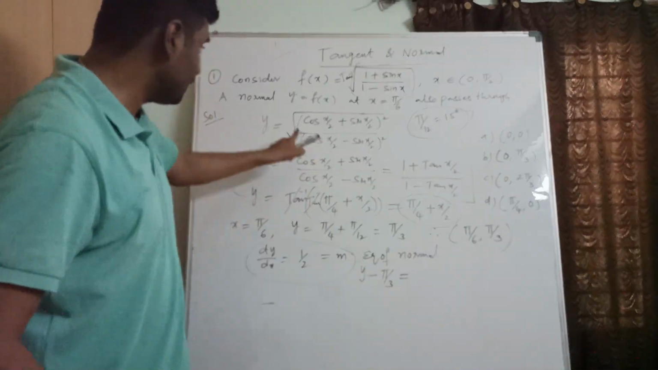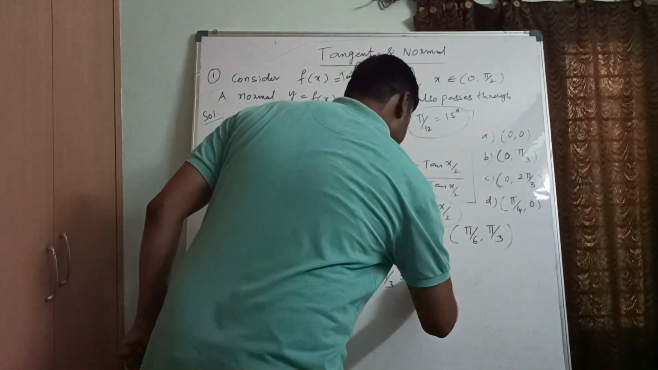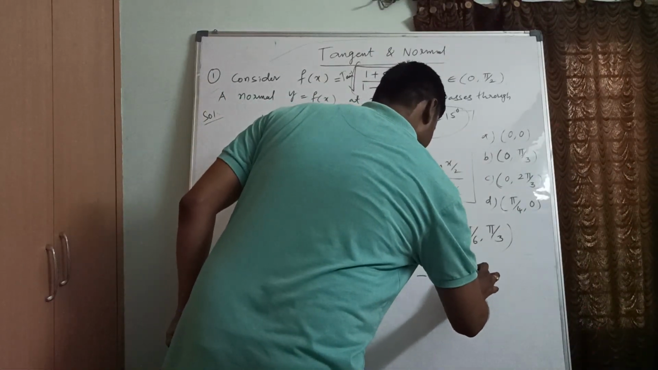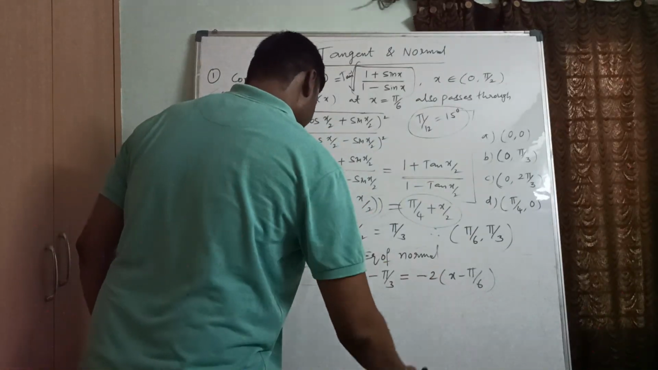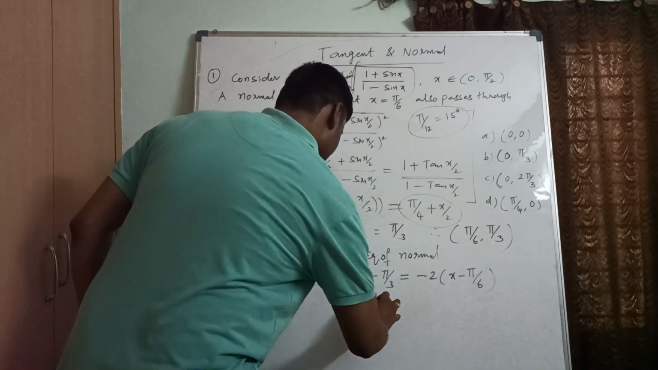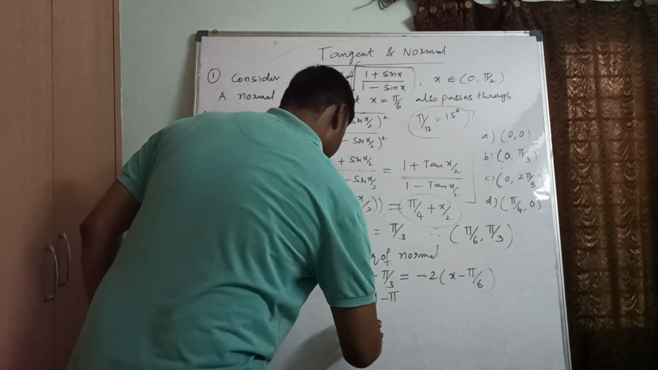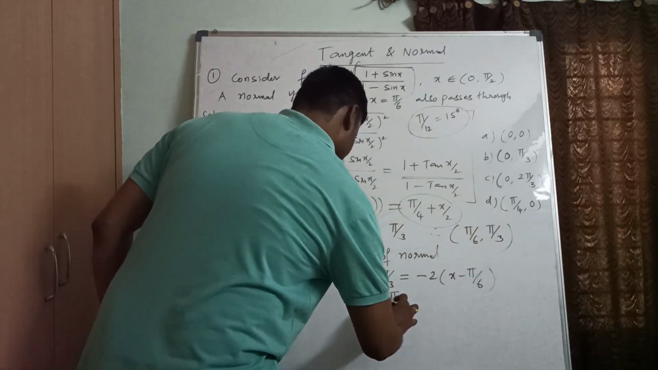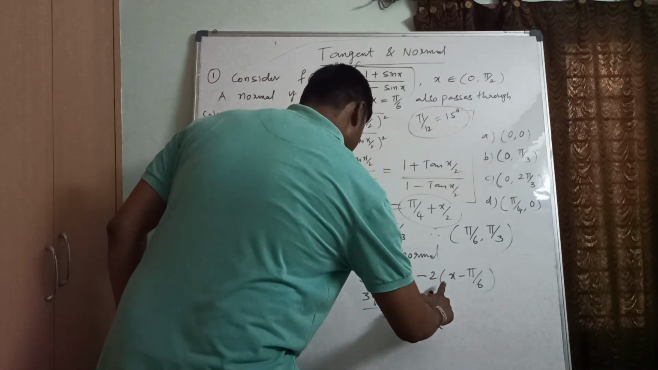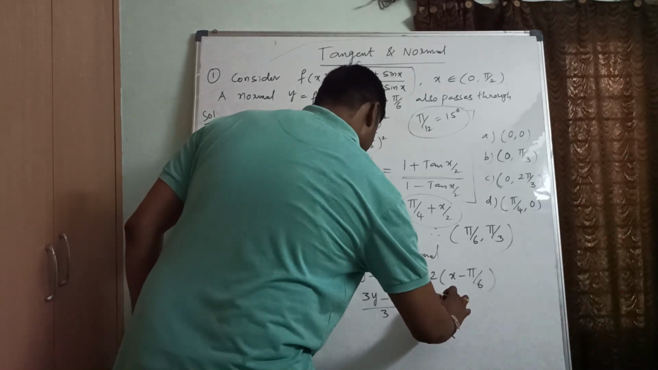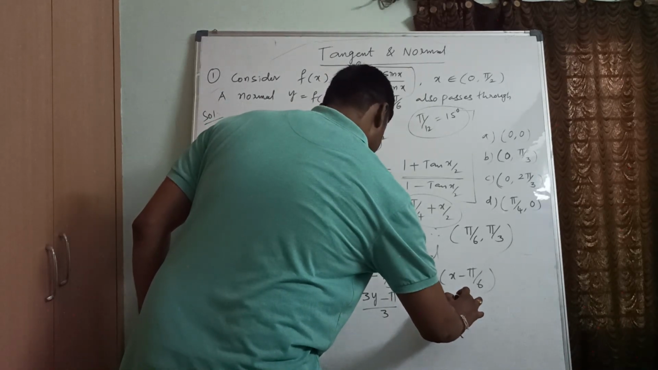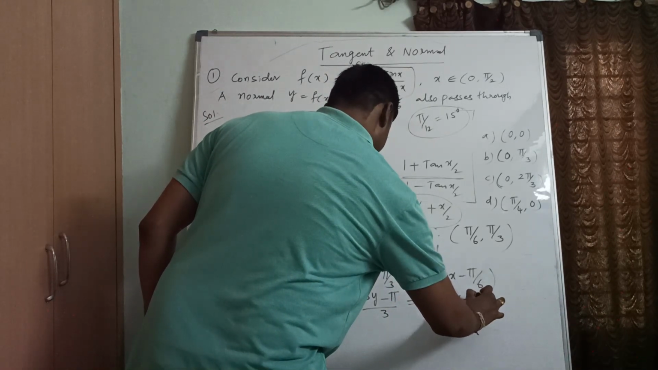Slope of normal. We are finding the equation of the normal. So minus 2 into x minus pi by 6. Correct? So from this what will you get? So 3y minus pi by 3 equals to, so what will you get here? Minus 2 3s are, so finally minus of 6x minus pi.